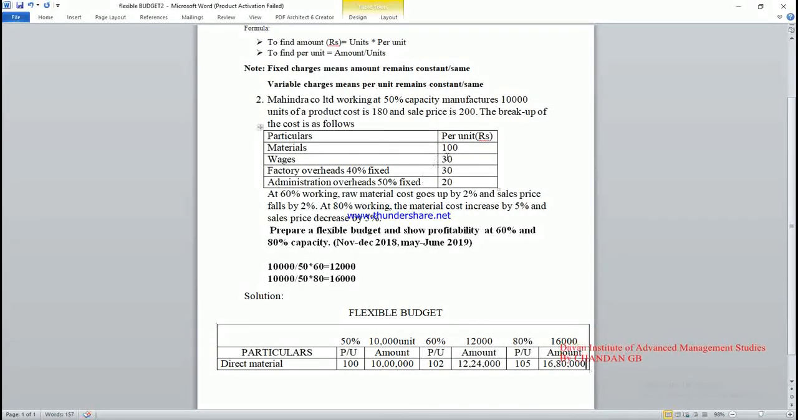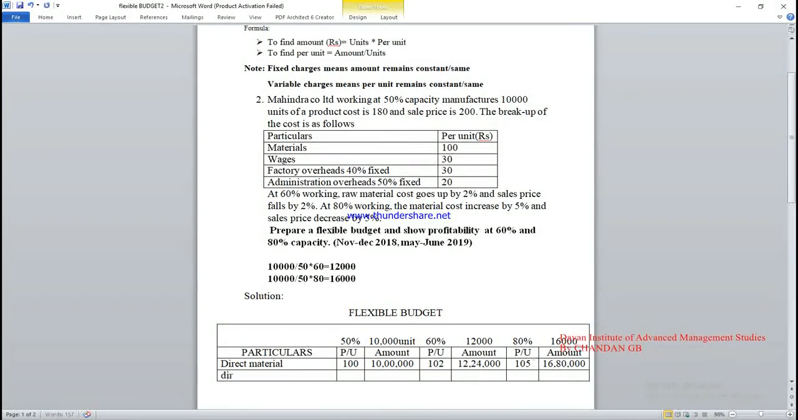100 rupees is the information given for 50 percentage capacity of 10,000 units produced, that we entered here. 50 percentage, 100 into 10,000, 10 lakh rupees. In the adjustments, at 60 percentage working material goes up, increased by 2 percentage. 100 into 2 percentage, 102 rupees into 12,000 will get 12 lakh 24,000. Like that, for the second adjustment, 80 percentage working material is going to increase by 5 percentage. 100 into 5 percentage will get 105 into 16,000 units will get 16 lakh 80,000 rupees.